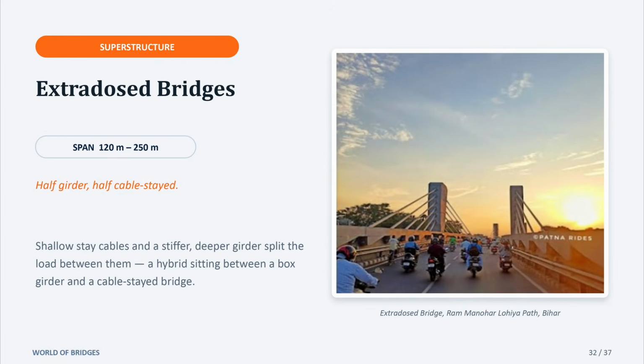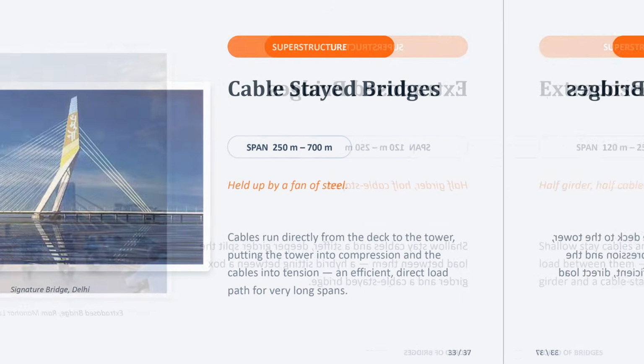Extradosed bridges typically span 120 to 250 meters and represent a true hybrid between a prestressed concrete box girder bridge and a cable-stayed bridge. The main box girder is deep and stiff enough to carry a significant portion of the load, while the low-angle stay cables provide additional compression, improving structural efficiency. This is the Ram Manohar Lohiya Path Extradosed bridge in Bihar, designed by Tech Tangent.